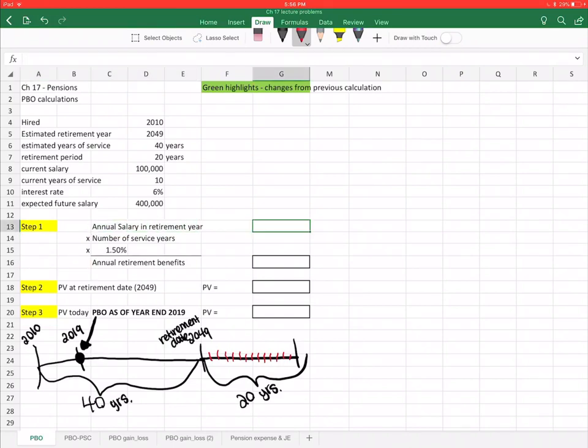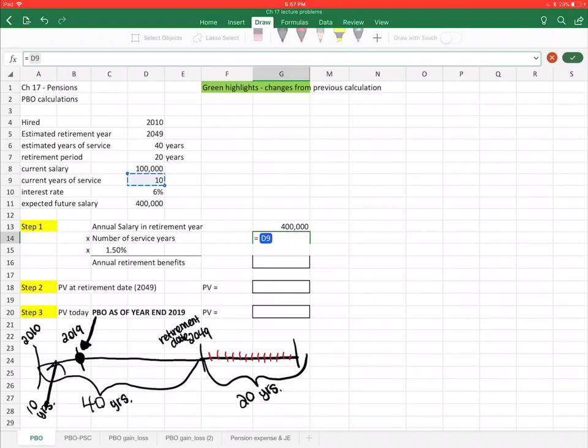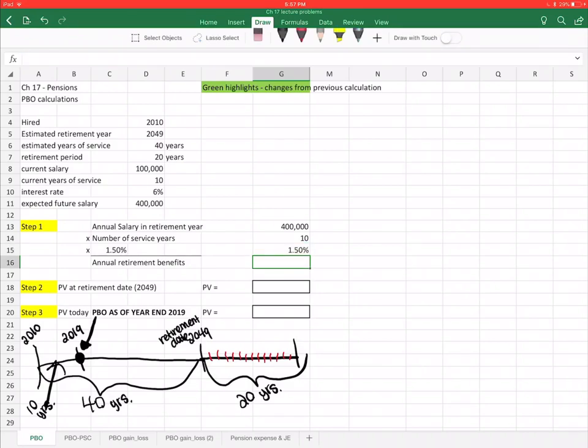The pension formula that they give us is to take her annual salary in retirement years, that's the $400,000 that was given to us in the problem, times her number of service years. How many years has she worked so far? If we look right here, we know that she has worked 10 years total. That's how long she's worked so far. So again, that's given to us in the problem. Current years of service, 10. And then the pension percentage that they give us is just 1.5%.